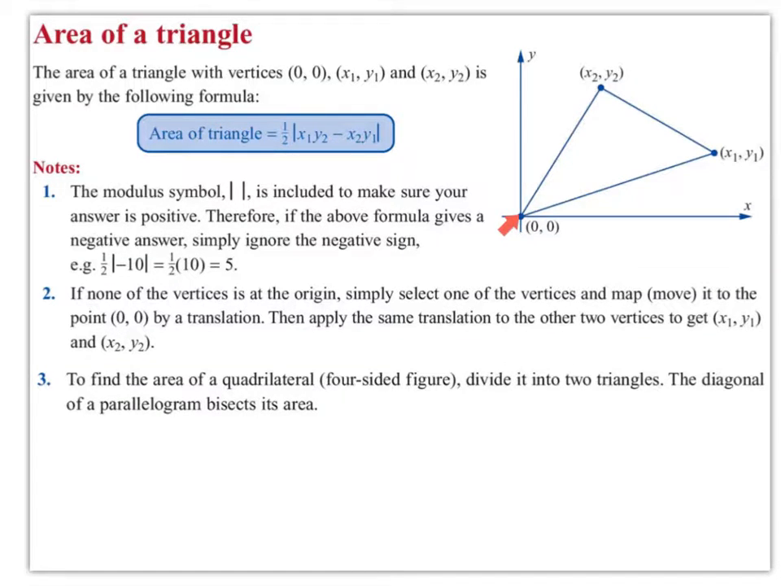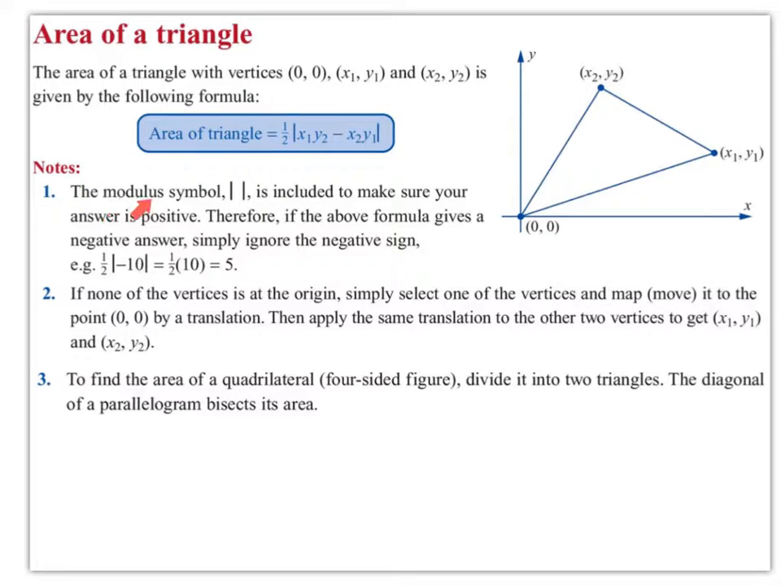So 0, 0, the origin, must be one of our vertices. And the other two vertices or corners are x1, y1 and x2, y2. It doesn't matter which way you label these, so long as one of the vertices is 0, 0.